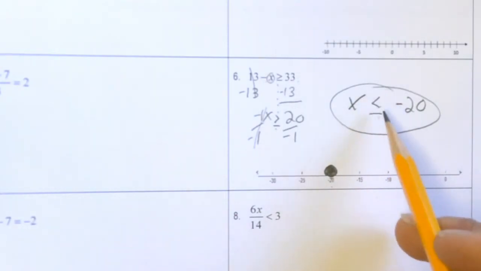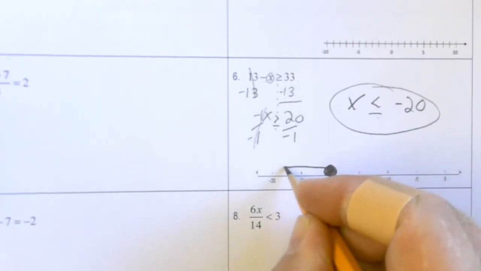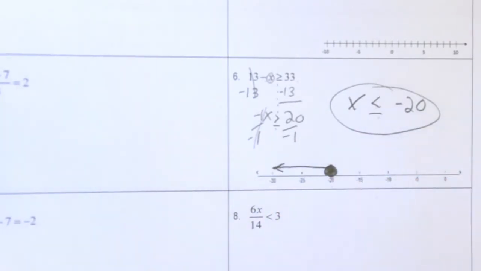If it's pointing to the left, that means my graph is going to the left. So I'm going to have a little arrow like that. If we read it, x is less than or equal to negative 20. Less than means anything that's on the left side of the number line. So negative 30, negative 25. Because they're negatives, those are technically less than negative 20. All right, there's number 6.